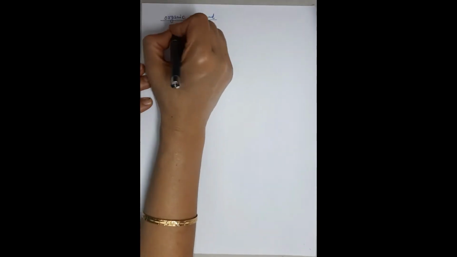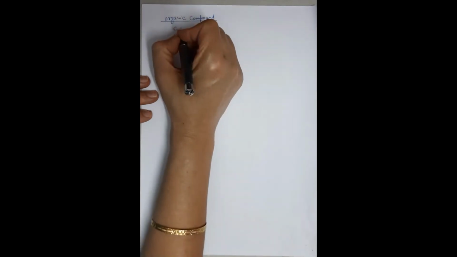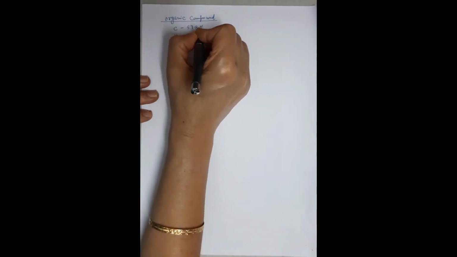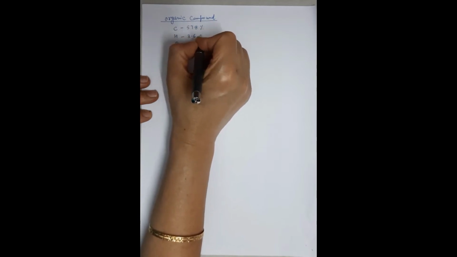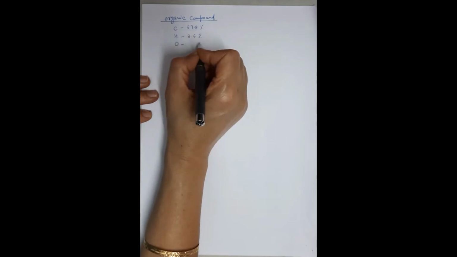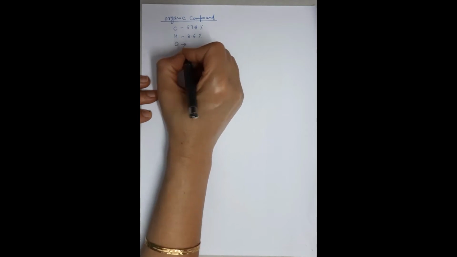Beta, I'll take a numerical in which there is an organic compound in which carbon, hydrogen and oxygen are present. Carbon percentage is given to us, which is 57.8%. Hydrogen is also given, which is 3.6%. And if they say the rest is oxygen, you already know the total of the three comes out to be 100.